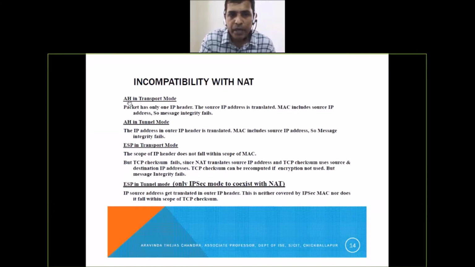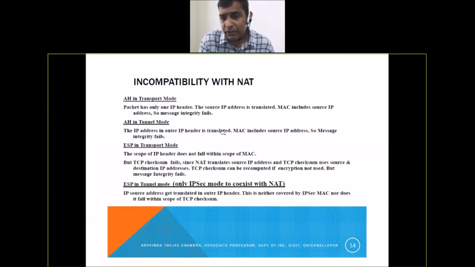So that means NAT is not compatible with the IPsec authentication header in transport mode. Now let us go to tunnel mode, AH in tunnel mode. Here we have two IP headers, the outer IP header and the inner IP header. The IP address in the outer IP header is also translated. The inner IP address is encrypted.